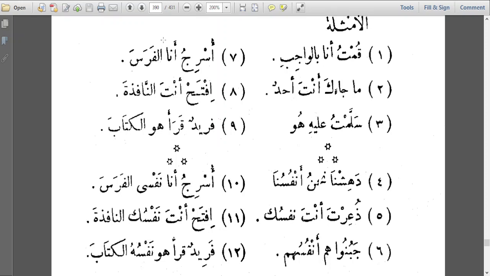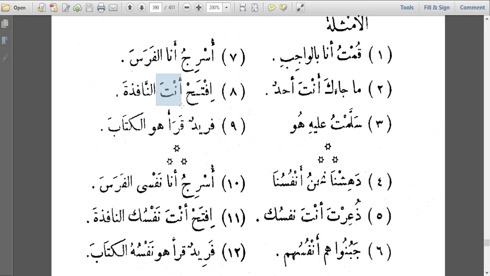That means this additional ana here is an addition. It's a repetition of the lafz of the fa'il, which is not mentioned. So the ana here becomes an emphasis. Don't make the mistake of seeing such a sentence and considering the ana as the fa'il. So usriju ana al-farasa: you say the ana is tawkid, an emphasis. Okay. It says iftah anta.